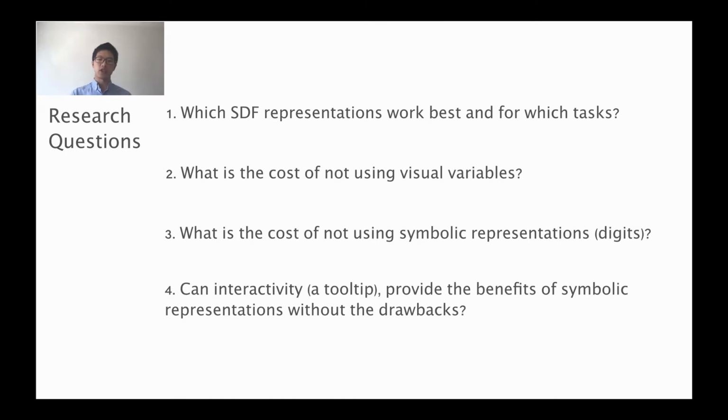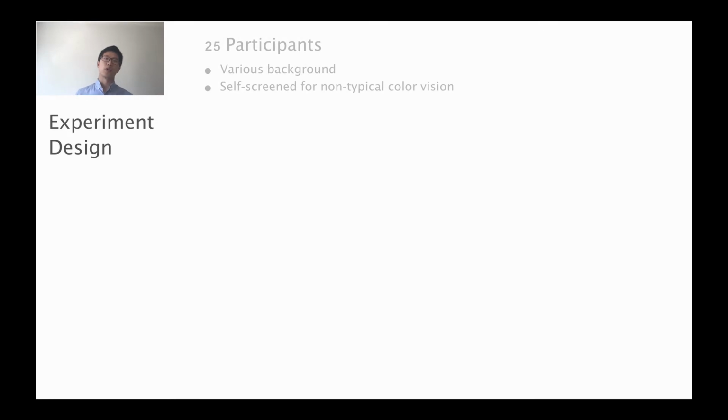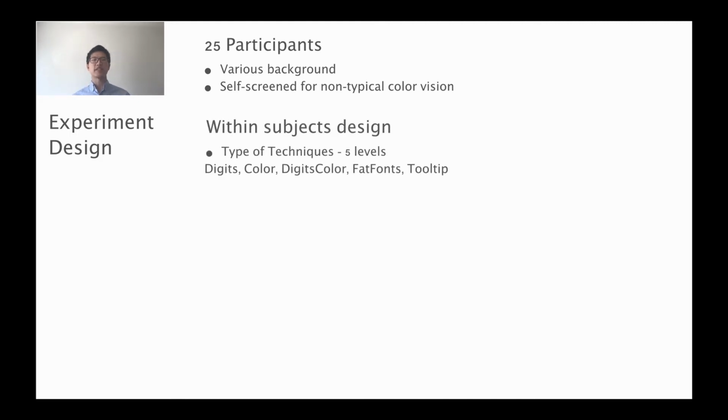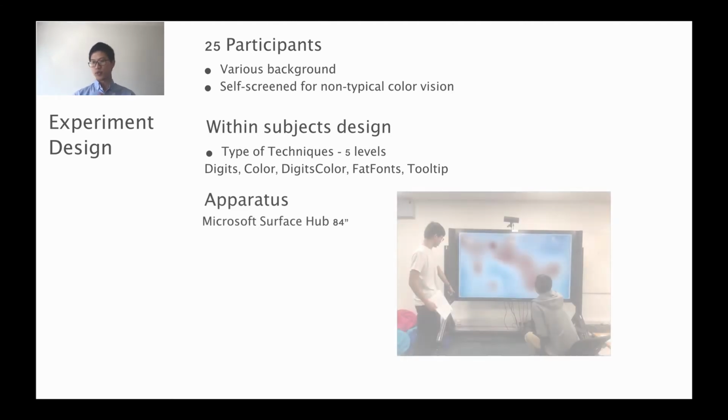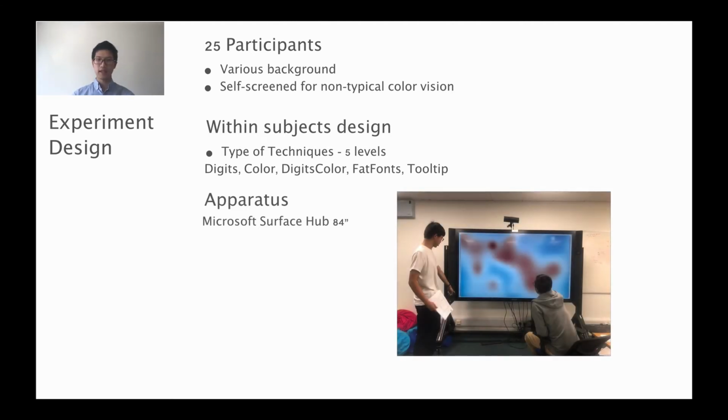To answer those questions, we designed and executed a series of experiments. We recruited 25 participants with various backgrounds. They self-screened for non-typical color vision. It's a within-subject design with one independent variable. We have 5 levels, including digits and color, which are the visualizations I just showed you before. We used a Microsoft Surface Hub, as you can see here, and we chose 3 basic tasks.